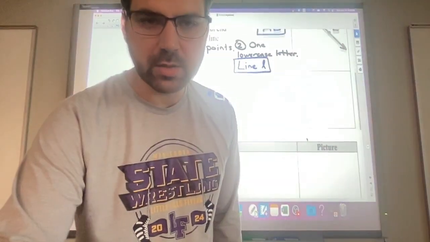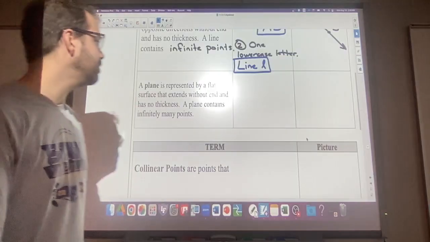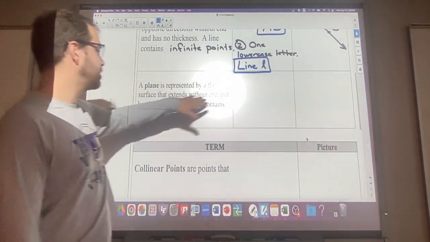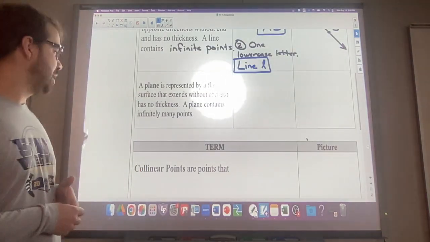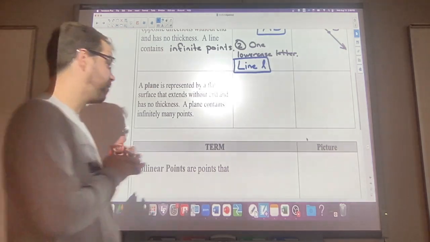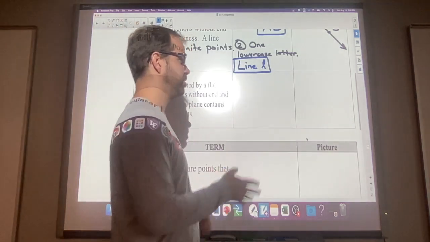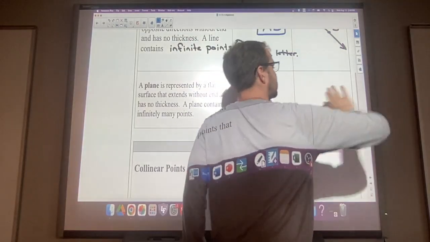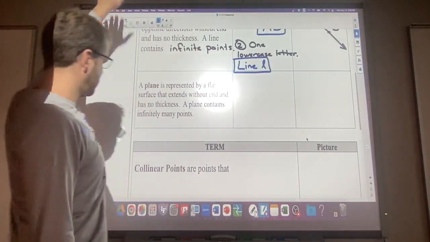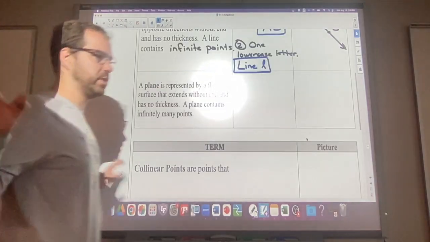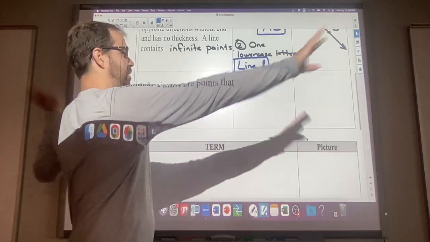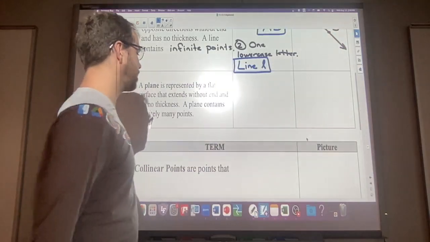All right, so now let's look at a plane. A plane is represented by a flat surface that extends without end and has no thickness. A plane contains infinitely many points. If we look at this smartboard here, imagine that each of these ends were extended out forever, this one extends out forever, this one extends up forever, it's infinite. Or an infinitely big smartboard, whatever you want to think of it as.